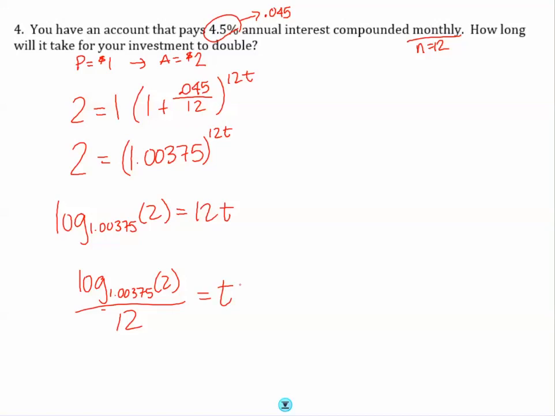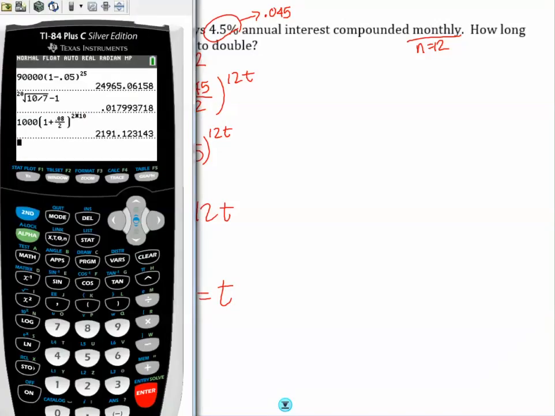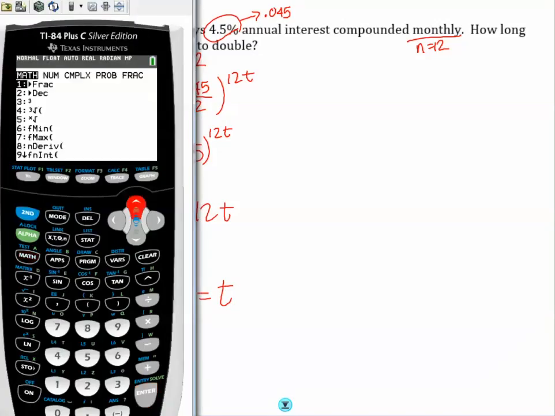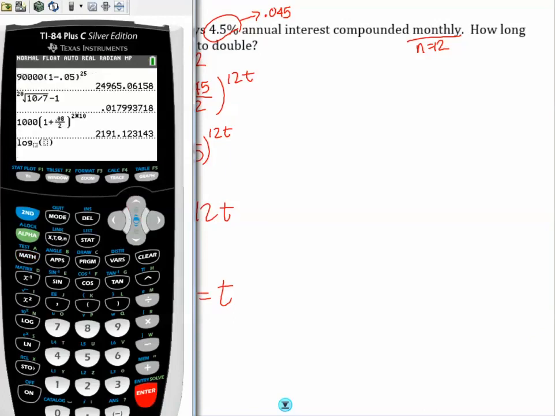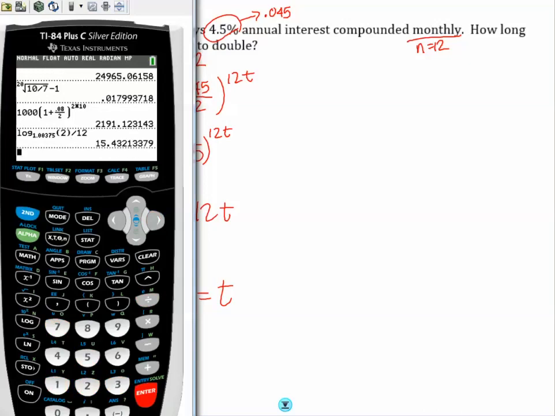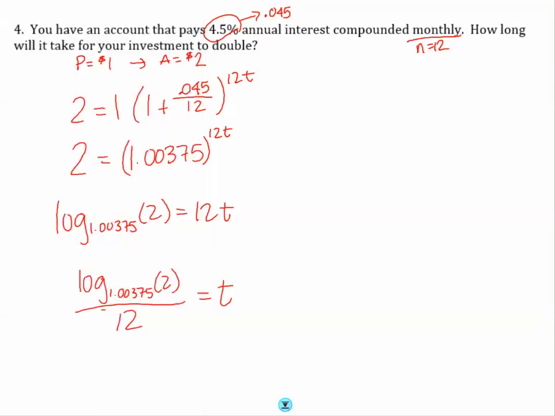Then you can type it in the calculator to get the final answer. I go to math, log base 1.00375, 2. Then I want to divide by 12. So I get that T would be about 15.43 years. Let's look at one more formula.